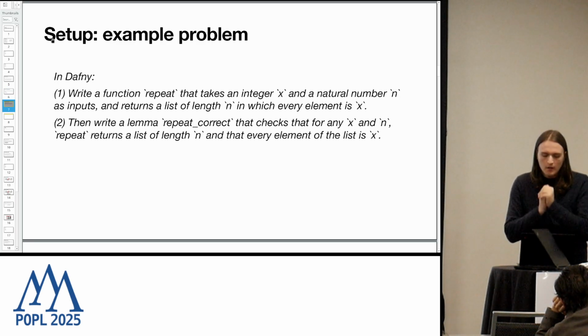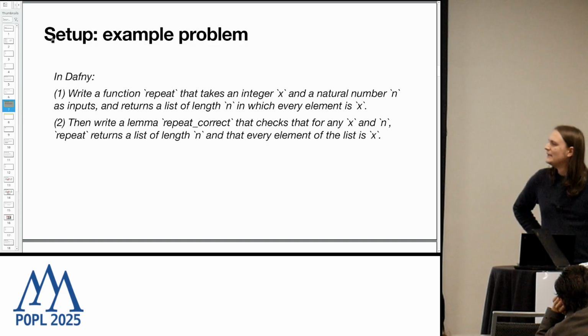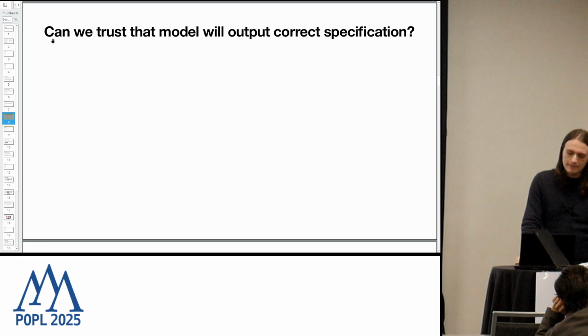Here's an example. This is a very, very simple problem, the sort of thing that you would see in the very first week or maybe two weeks of an undergrad class on program proving. The problem is: write a function repeat that takes an integer x and a natural number n as inputs and returns a list of length n in which every element is x. And then write the obvious lemma about this.